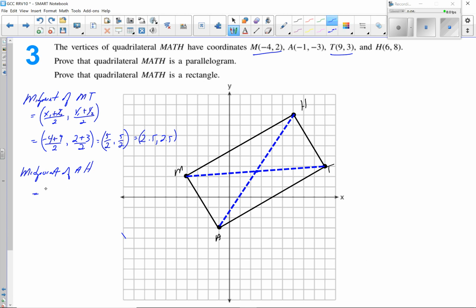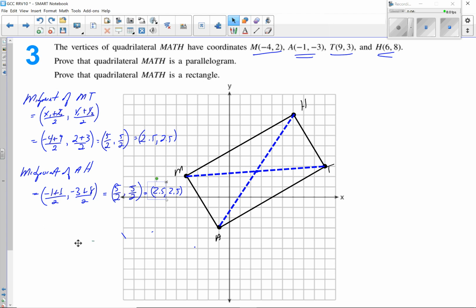And in this case, again, now we're going to be using A and H's coordinates. So I've got negative 1 plus 6 divided by 2, and I've got negative 3 plus 8 divided by 2. So in this one here, we've got 5 over 2, comma 5 over 2. Once again, if you used your calculator, you got 2.5, comma 2.5. Whichever version you do is fine. You realize that you, in fact, do have over here.